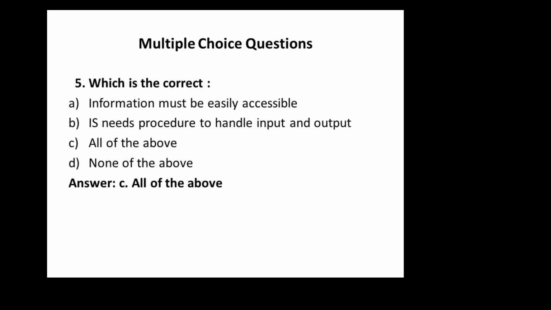Which is the correct statement? Information must be easily accessible. Yes, of course, this is correct. IS needs procedures to handle. Of course, there should be a procedure for input, output and so on. So the above two statements are correct. C is the answer.